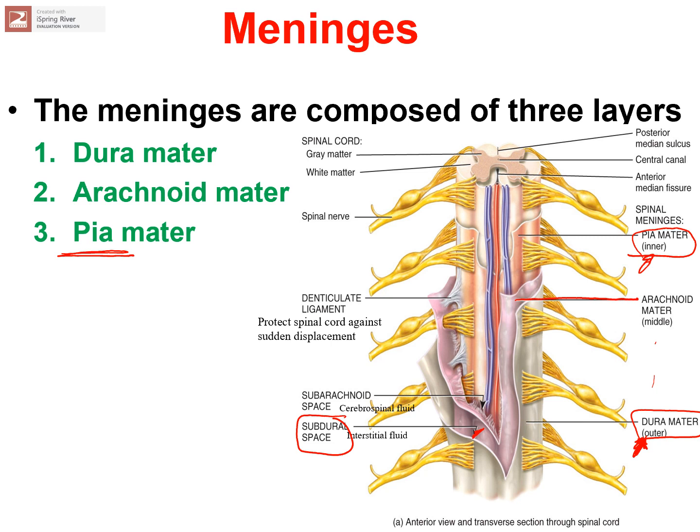Another important structure of the meninges is the denticulate ligaments. The denticulate ligaments are these white triangular shaped ligaments, and they are extensions of the pia mater. They fuse with the arachnoid mater and the dura mater, and they play a very important role in keeping the spinal cord intact, and prevent the spinal cord from sudden displacement due to any shock.